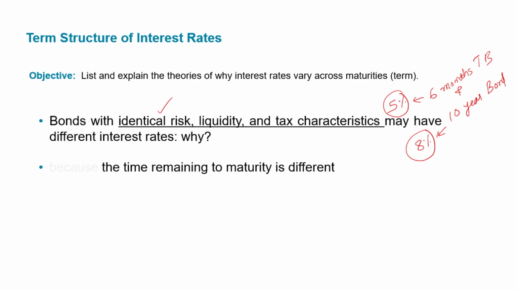For instance, here 8%. So the only difference we can see is that one has a 6 month, short-term maturity period, and the other, as you know, has a 10 year maturity period. The only difference is that the time remaining to maturity is different. So the question comes: why so? Because it's an annualized rate of interest, why is a short-term debt instrument yielding a low annualized rate of interest, whereas a long-term bond is yielding a much higher annualized rate of interest?